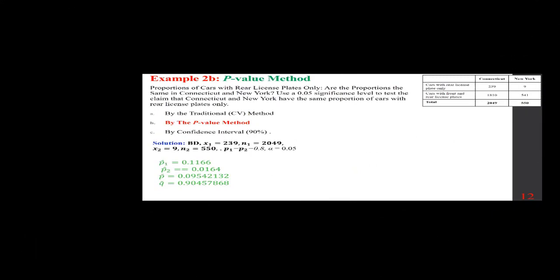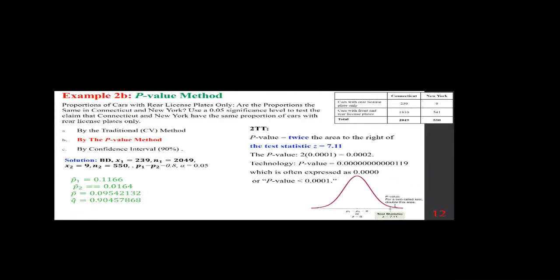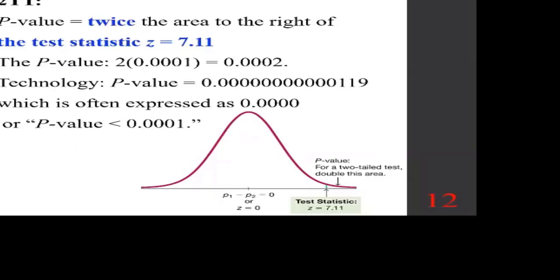We're going to do it by the traditional method. It's already done by the p-value and confidence interval, and we've done the calculation. Take a look at the table at the top right. This is from the previous page, so we are looking at the same question. We are looking at the information on the bottom left. We have done the calculation for P1 hat, P2 hat, P bar, and Q bar. Now to find the p-value, we need to look at the area first. The area to the right of 7.11. So we are looking at this area.